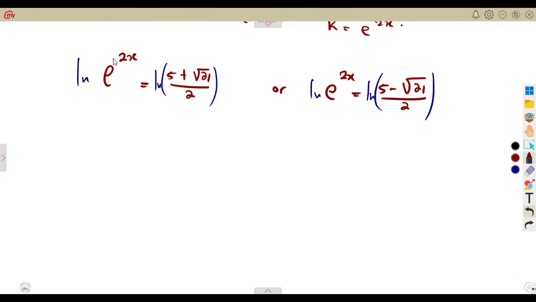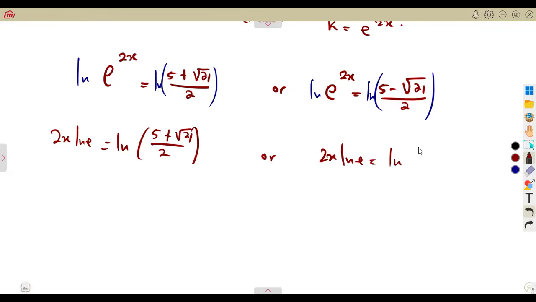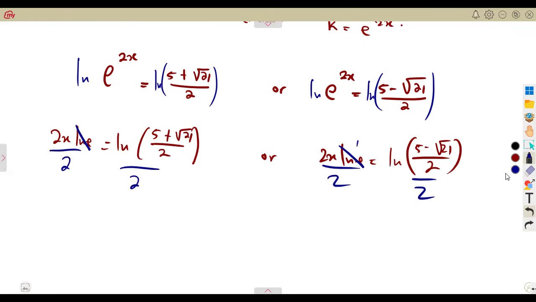So by introducing the ln, we drop the exponent. So that will be 2x ln of e, of which we know that the ln of e is 1. So this is the ln of everything that you're given here, (5 plus the square root of 21) over 2. Or you're going to have this side, you drop the exponent again. So that will be 2x, the ln of e is equal to the ln of (5 minus the square root of 21) over 2. So we can simply divide by 2 because the ln of e is 1, remember? So we just divide by 2 here, divide by 2. The same thing, divide by 2.